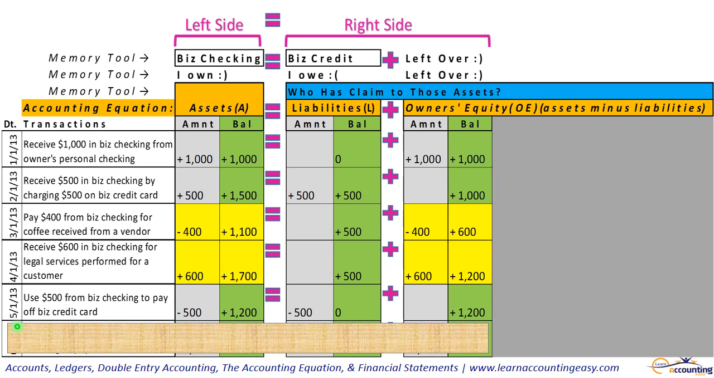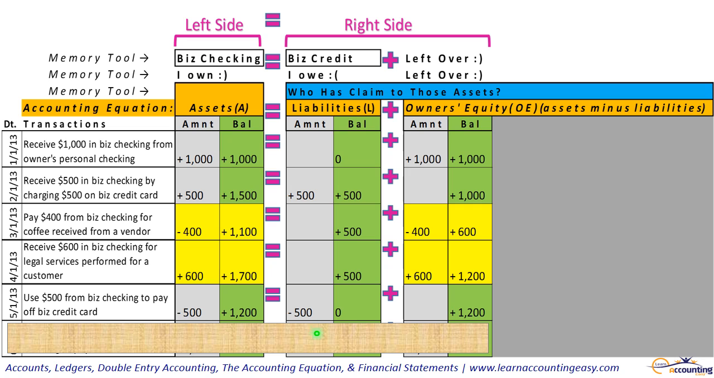Moving on to May 1st, we used $500 from our business checking account to pay off the business credit card balance. So on the left side, what happened to the asset account cash? It went down $500, so we put the negative $500 here.